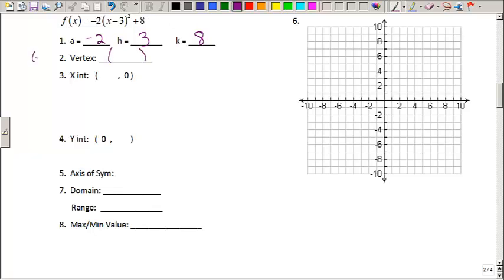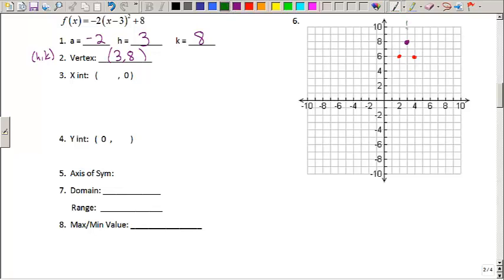My vertex is h, k, or in this case 3, 8. I could stop right here and plot the information that I already have. At 3, 8, I have a vertex. To find 2 more points, I can use my a. I can go right 1 and down 2, because my a is negative 2, and left 1 and down 2.